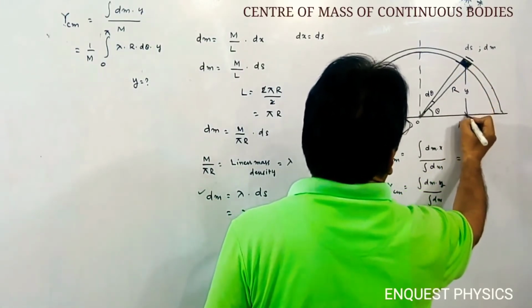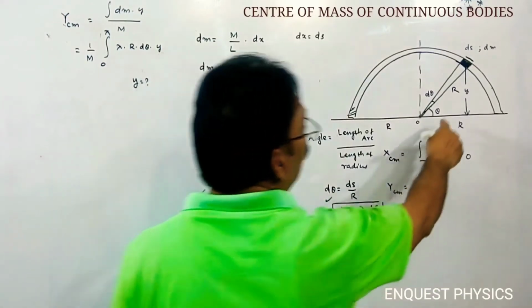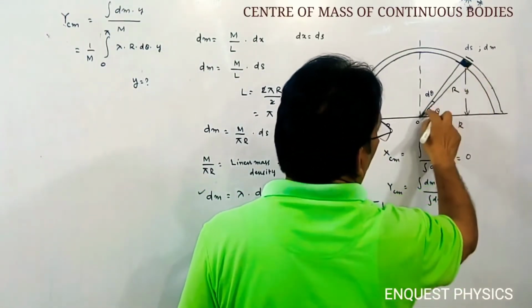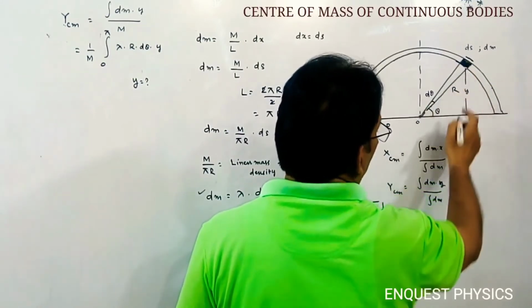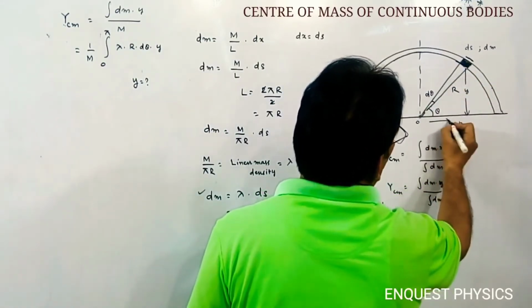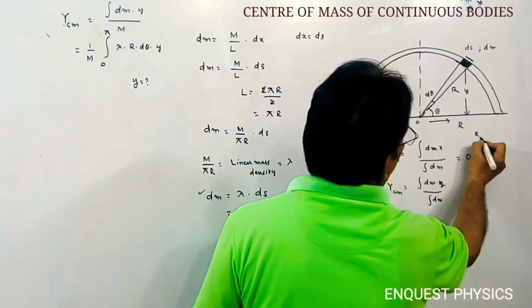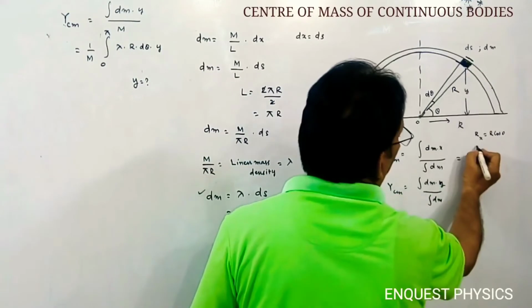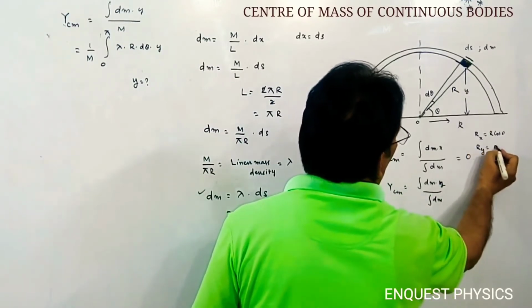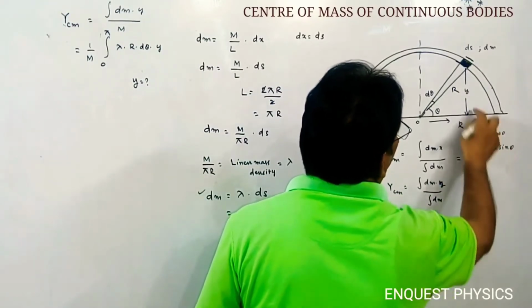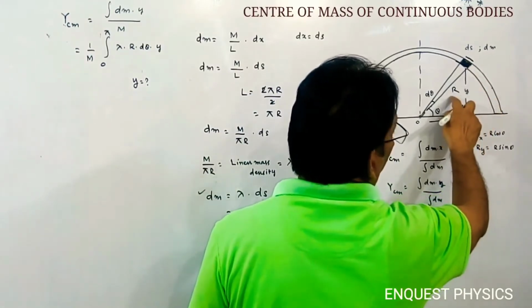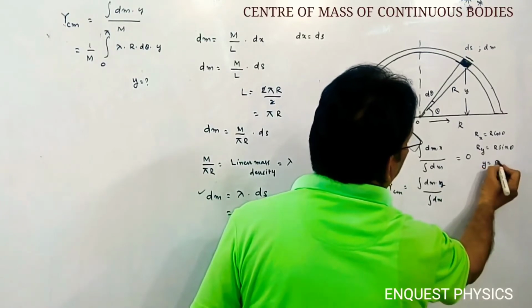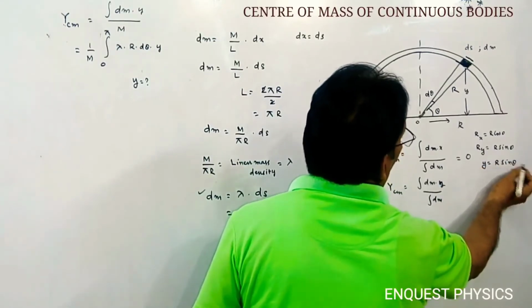Okay students, now we are resolving this triangle into components. If this hypotenuse is r, then the component along the x-axis, rx, is equal to r cos theta, isn't it? And the y component, ry, is equal to r sin theta. Here this y is the component of r along the y-axis. We can write y is equal to r sin theta. Okay, students.